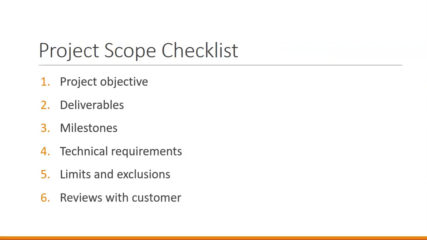When we're making the project scope, we're going to list a variety of things in there. So we have our project objectives, deliverables, milestones, technical requirements, our limits and exclusions, and then we review this with the customer. So again, our project objective is just what do they hope to have? The milestones would be what are their date requirements? When do they want to have something?